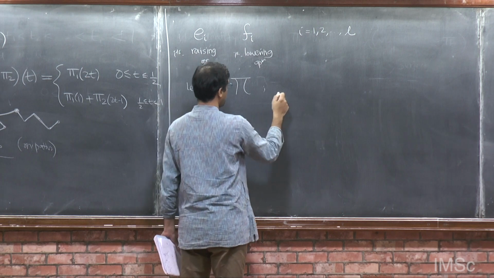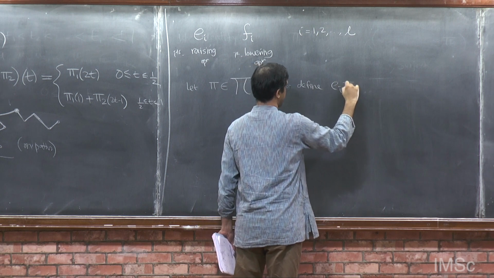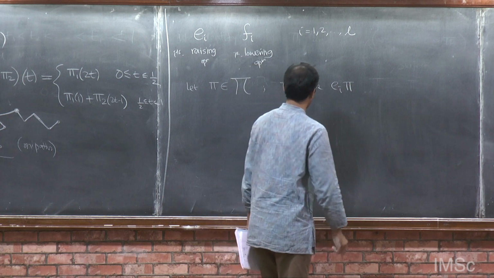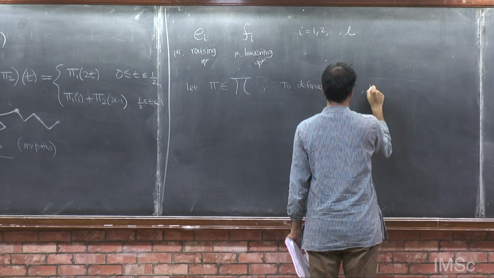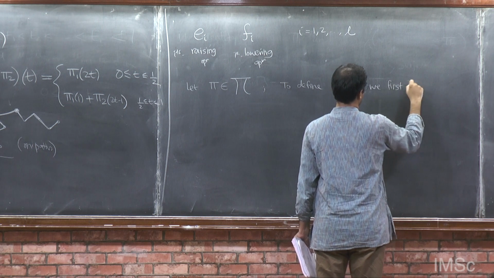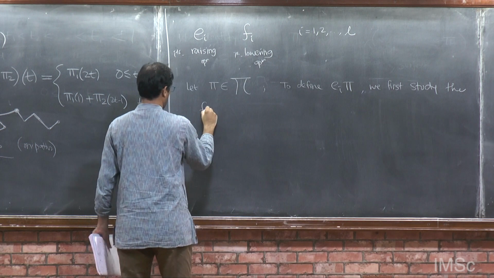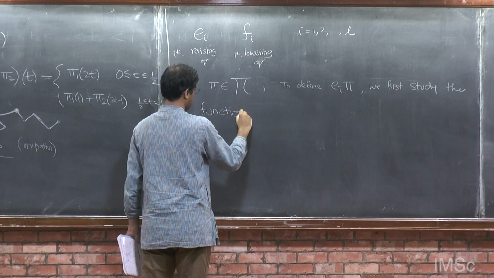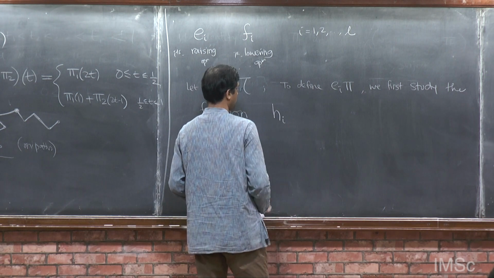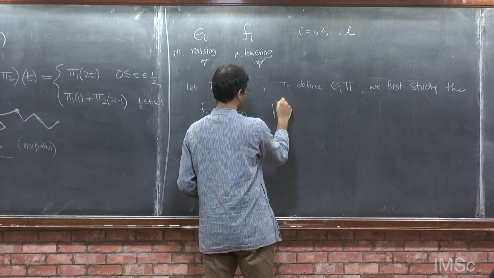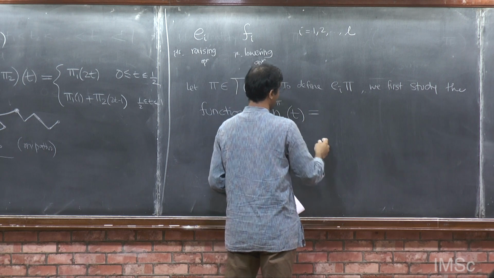Now let's define E_i pi. So to define E_i pi, we have to do something. We first need to study another function. So in order to define this, we first study the behavior of a certain function. Let's call this function h sub i. This is a function which depends on the path pi as well. So I'll call it h_i pi of t. So this function of time is defined as follows.